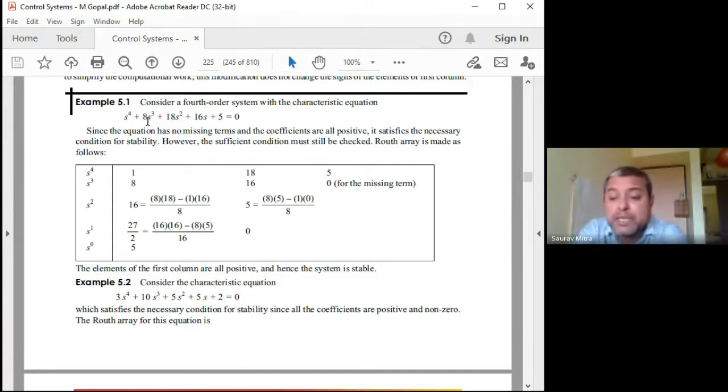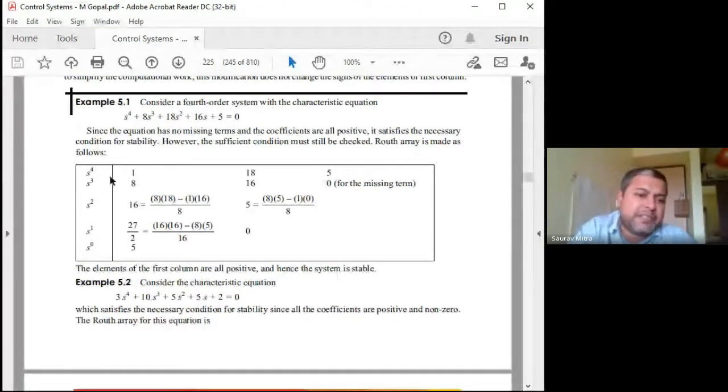As the highest polynomial is even, you have to start with the highest even polynomial coefficient. So this is 1, 18, and 5. This is the first line, and the second line will be the odd polynomial equation. So the second line will be 8 and 16, and below this 5 you can write 0.